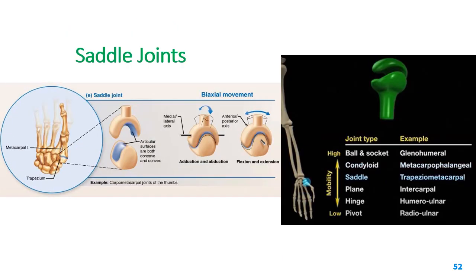The next one, which again does not have as much movement, is the saddle type of joint. You're going to find that at the base of the thumb. It allows biaxial movement. This is an important word to know here: biaxial movement. It moves either this way or that way. That's the joint at the base of the thumb.